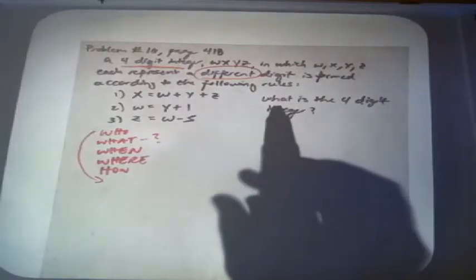And so let's first talk about our givens, and I've already circled a few things here that we want to take note of. First, we're looking for a 4-digit integer. So that's actually what we're solving for. Remember, they're asking what is the 4-digit integer. And then they tell us something important, which is that each digit is represented by a different number.